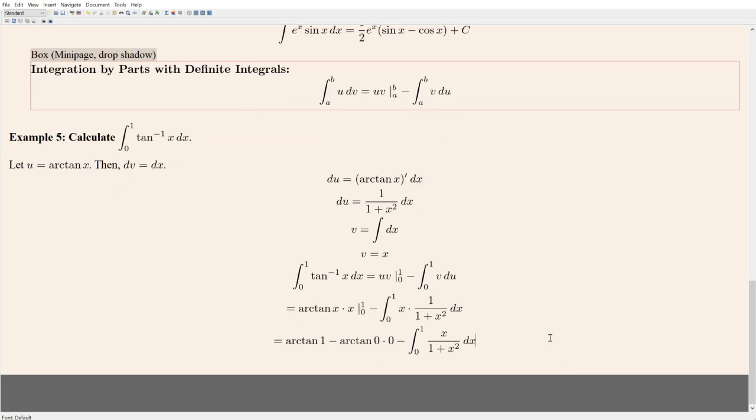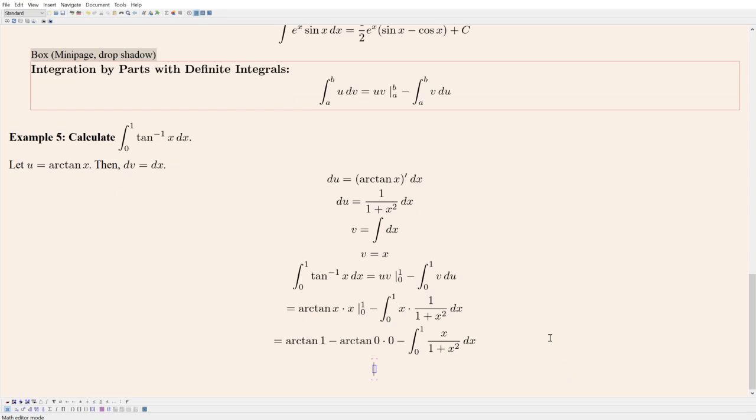Now let's see. So what should we do here? We need to evaluate this second integral. Now, this guy, we can just do a u substitution. If we just let u equal 1 plus x squared, then du is going to be 2x dx. So then this x is going to get canceled out. But before we do that, let's just note that arctan of 1. So what angle has a tangent of 1, which is also between negative pi over 2 and pi over 2? That's pi over 4.